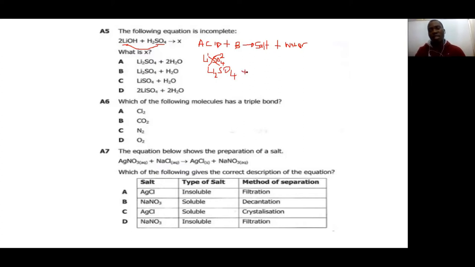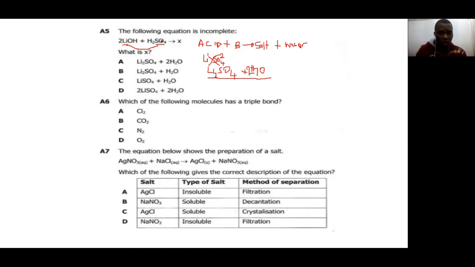Then this one will be plus the water, which is H2O. So this is what we expect. So X, we expect that it is going to be this one. Okay, so let's check on the choices if we have anything that looks like this. Also always remember to balance the equation. So since there is 2 lithium this side, and lithium is 2 on the other side, there is 2 hydrogen this side, then on water we are supposed to add a 2 so that the hydrogens here, 2 plus the 2, make 4. So even here, there are 4.